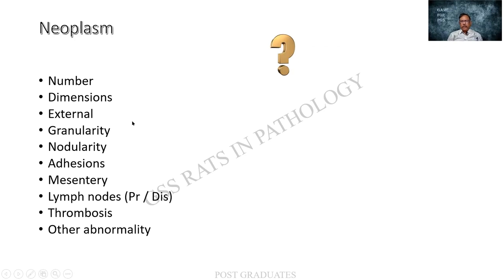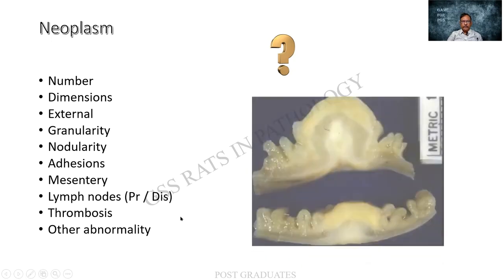It can be tuberculosis, it can be metastasis, and adhesions again can be because of inflammation or infiltration. Mesentery, what is the state of it? Whether it is thickened or the vessels are distended. Lymph nodes, we'll come to it later, of great importance. Any thrombosis of the veins and any other abnormality, such as a diverticulum, and so on and so forth. So this will be important in grossing.